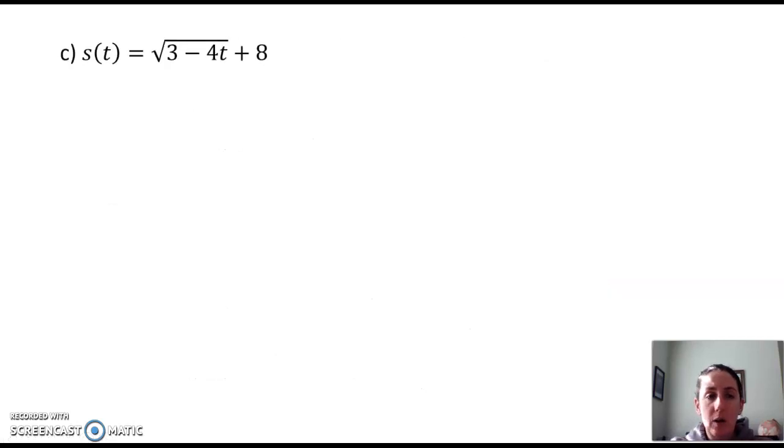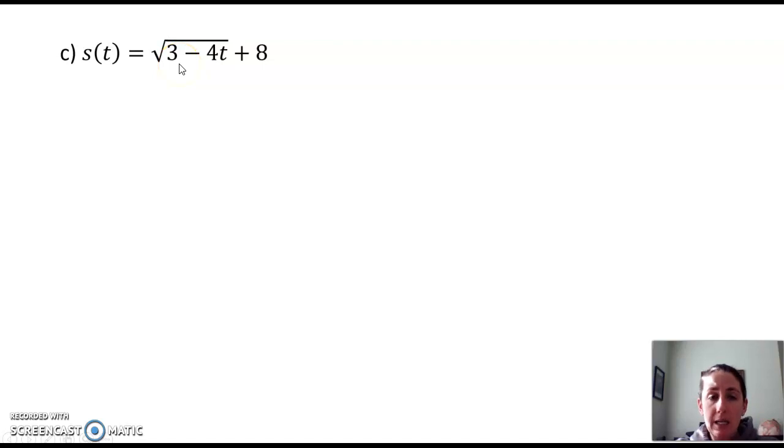Okay, let's do another example. S of t equals the square root of 3 minus 4t plus 8. Are we in fear of breaking one of our two rules? And the answer is yes. We are in fear of taking the even root of a negative number. So we know that underneath this square root right here, that's a 2, this can't be negative.